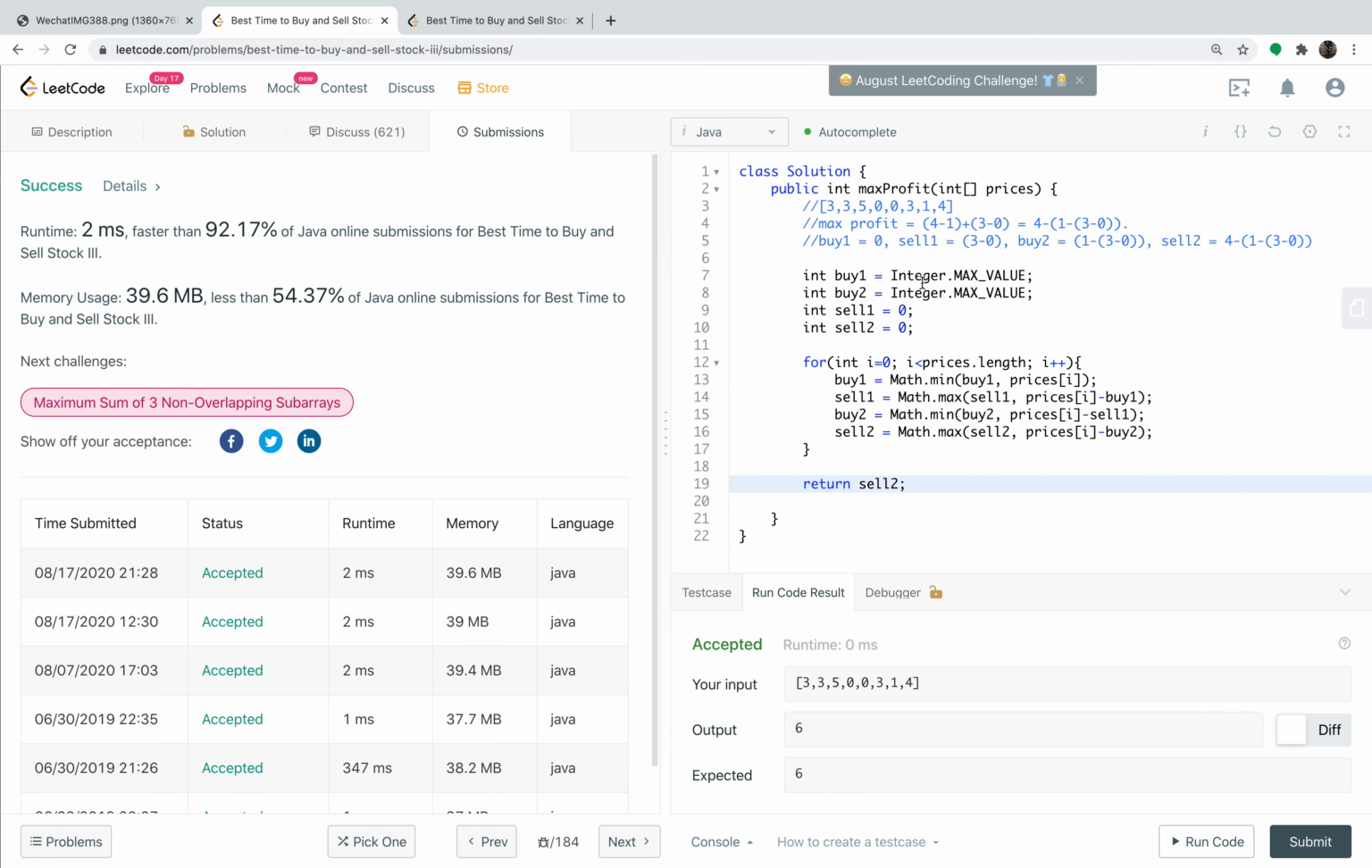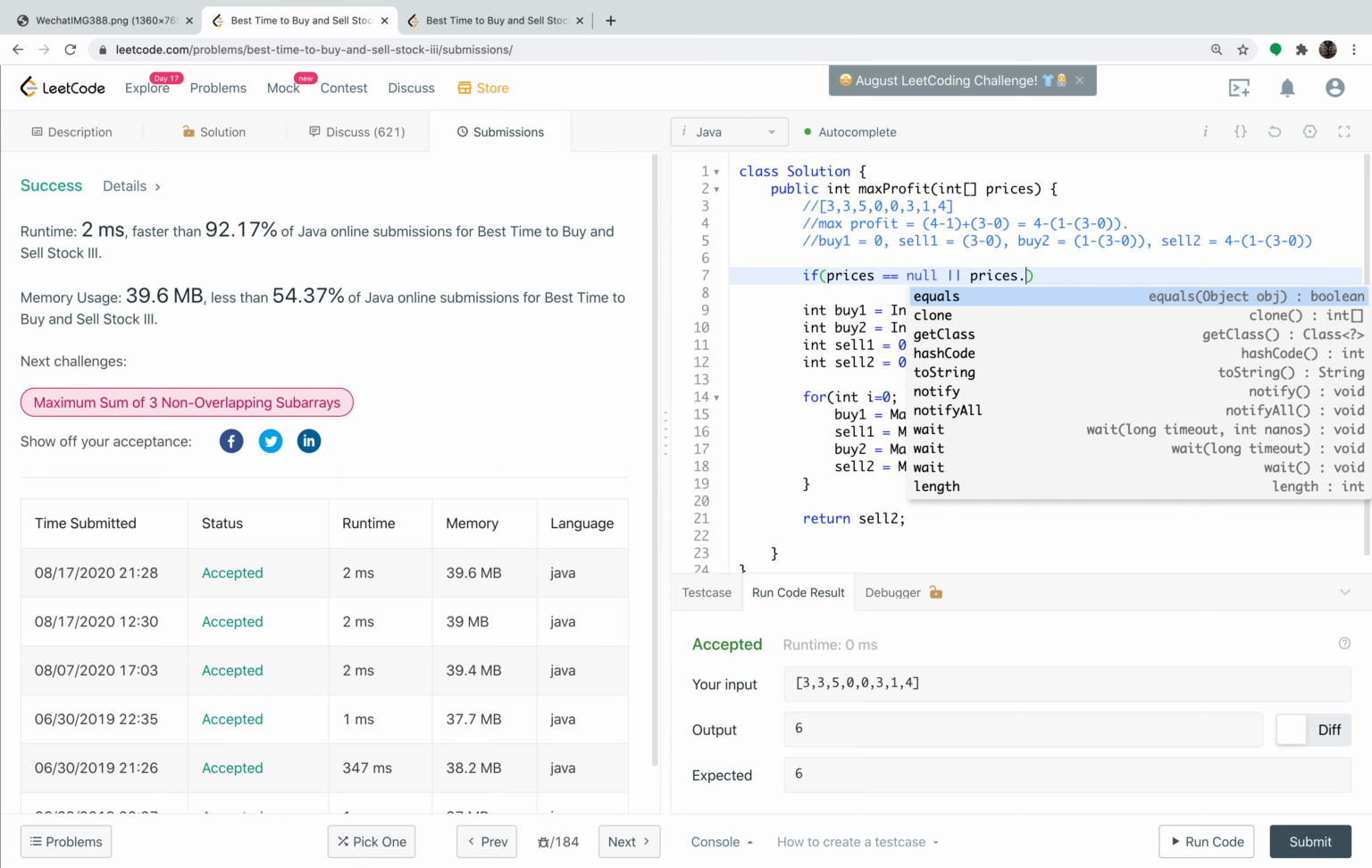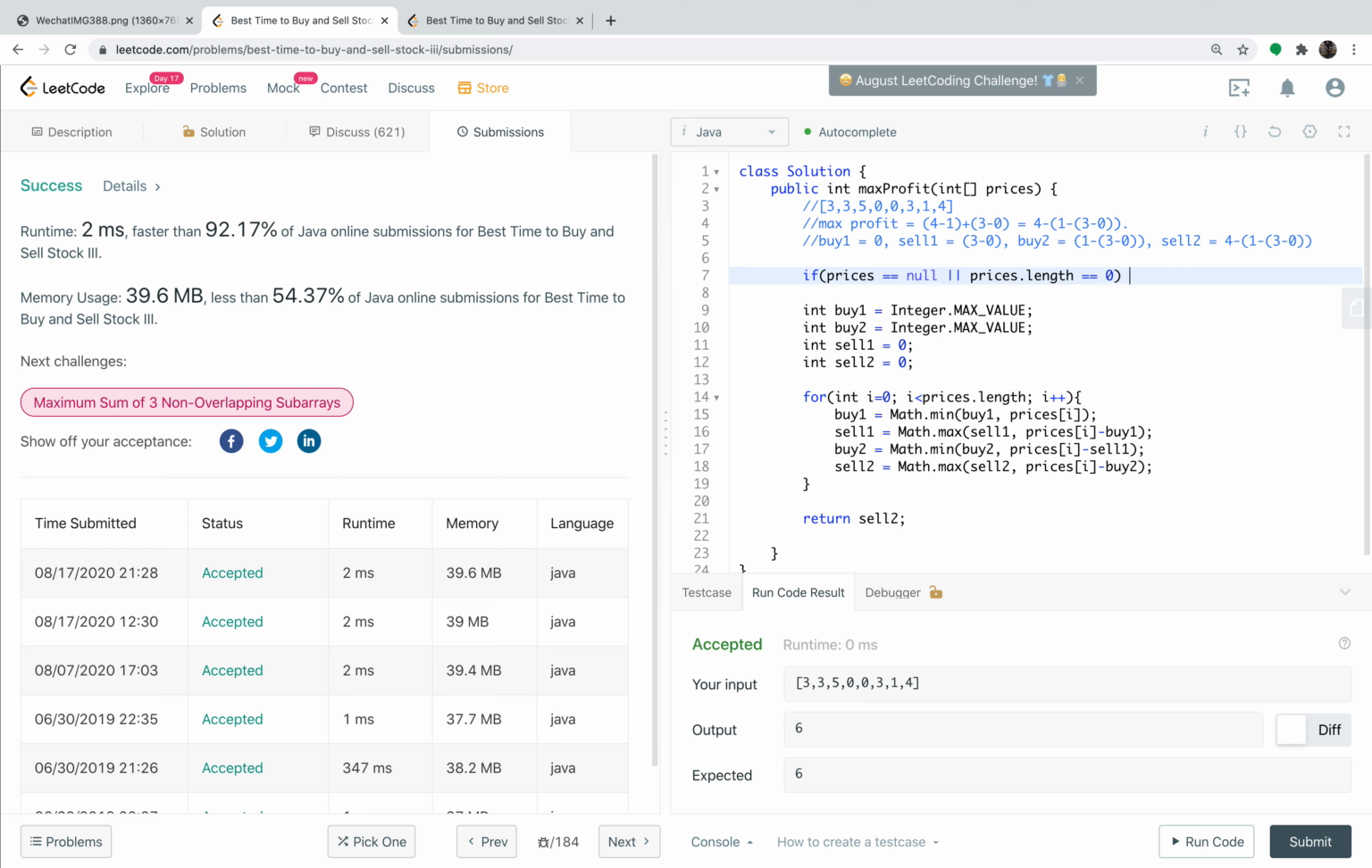Let's start. Actually, we need to consider the edge case where prices is null, or prices length is equal to 0. Then we return 0.